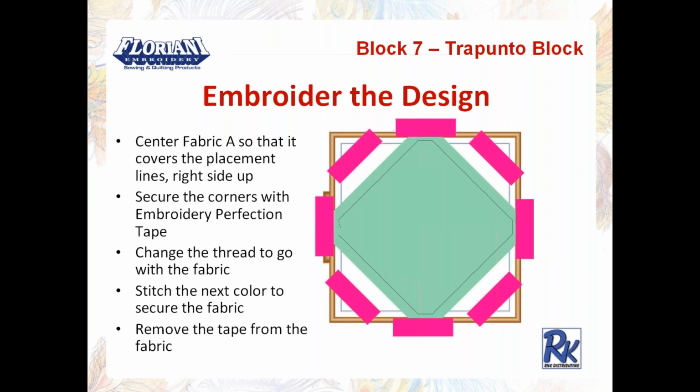Now this will be a little easier because we removed a lot of it. But now what we want to do is change the thread to go with the fabric. We want to stitch the next color to secure the fabric down. Once you've done that, you want to remove the tape from the fabric.